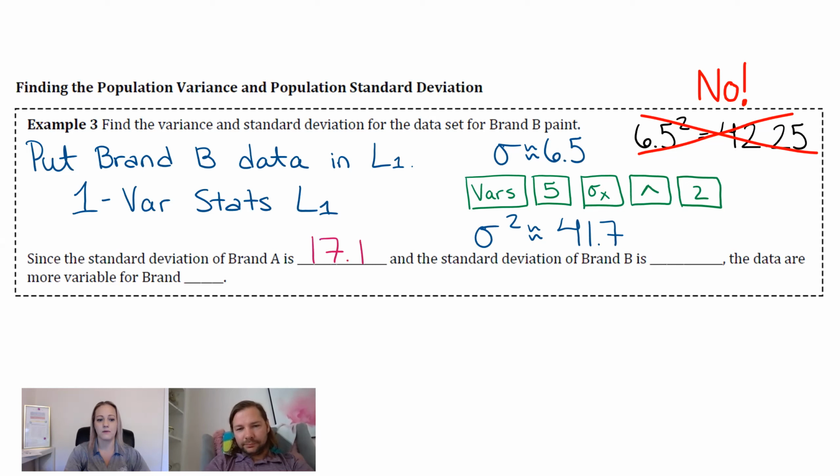Okay, so what we saw was that the standard deviation of brand A was 17.1 and the standard deviation of brand B was 6.5. So we would say that the data is more variable for brand A if we're comparing those. So the larger the value, the more variable that it is. So I do just want to try to show you guys actually on a calculator how to run through some of those steps.